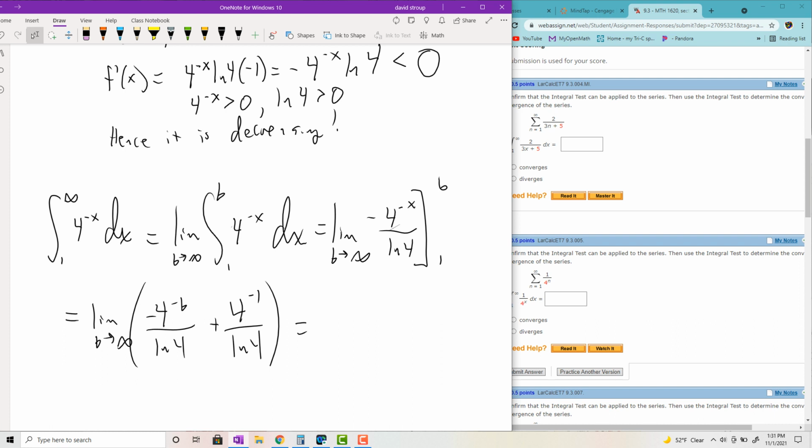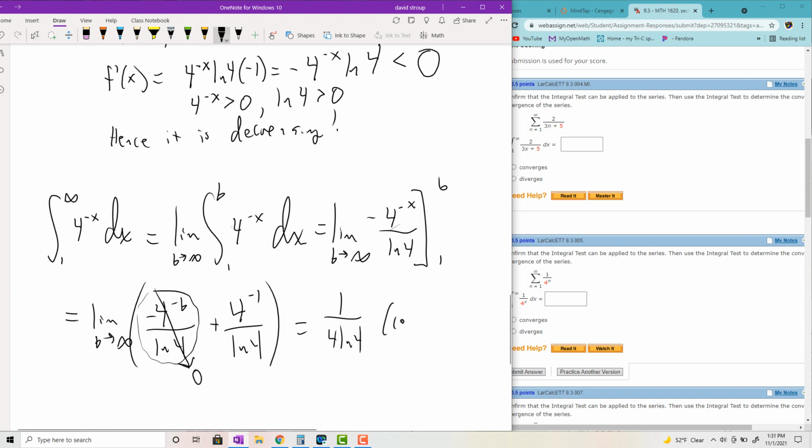Then taking the limit, the first part, because it has a negative exponent on the b, all the terms will drop to the denominator. It'd be like 4 to the 10th, 4 to the 100th, 4 to the thousandth in the denominator. So the denominator is going to get huge, and it's just going to end up going to 0. At least this first part will just go to 0. The second part is just a constant, so you'll end up with 1 all over 4 ln 4 as your answer, and therefore it'll converge.